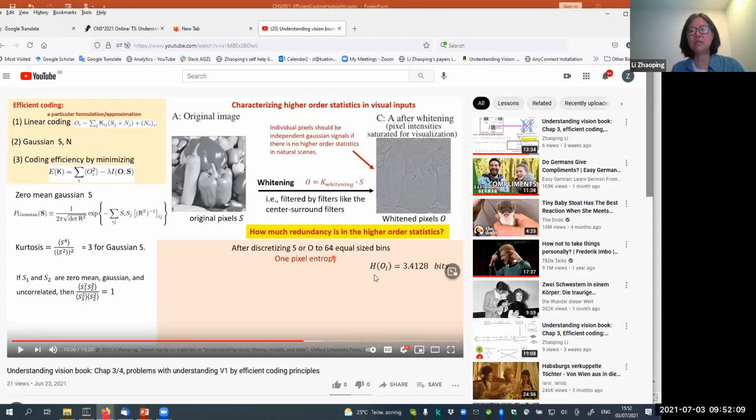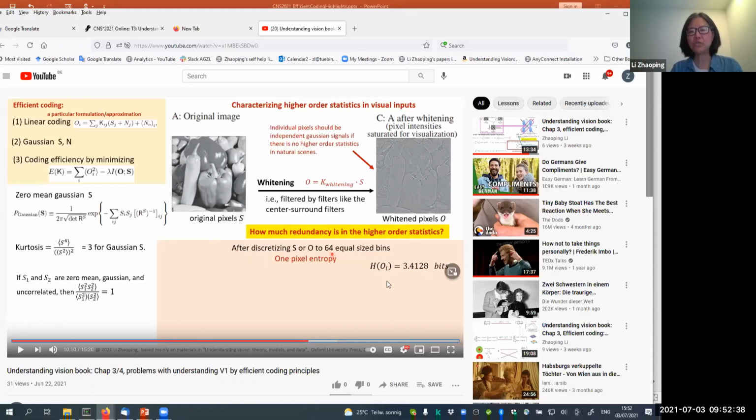Then you say the first, if you look at just 1 pixel, the entropy is 3.4 bits. This is after you already discretize these gray values in a whitened image into 64 equal size bins, which is 6 bits, all the way to 6 bits if it's equally distributed. However, each of this is only 3.4 just because it's not evenly distributed. It's not histogram equalized. That's not a problem. 1 pixel is like that.